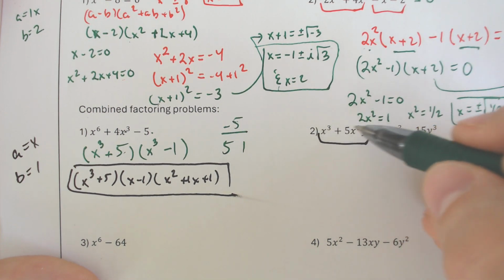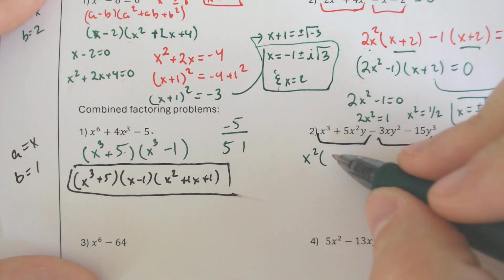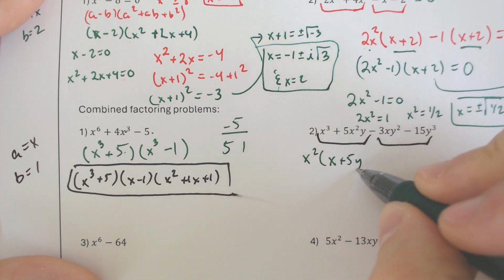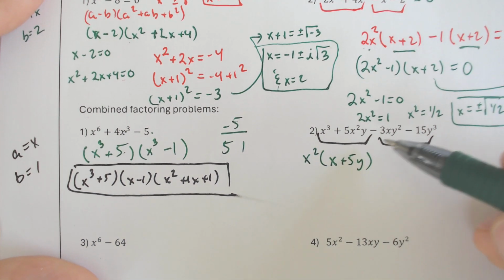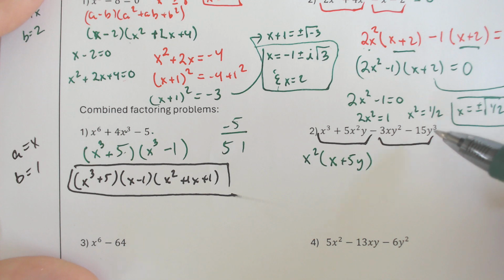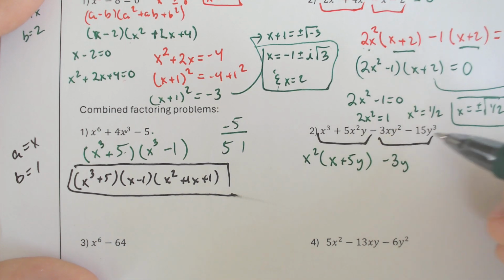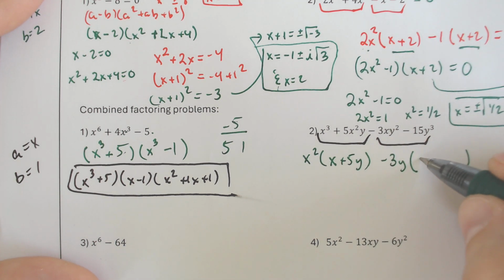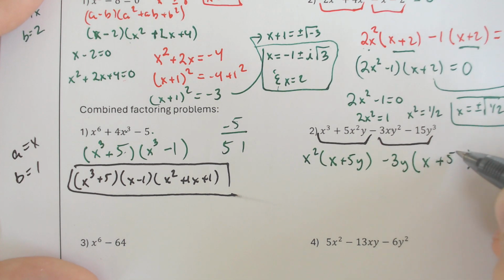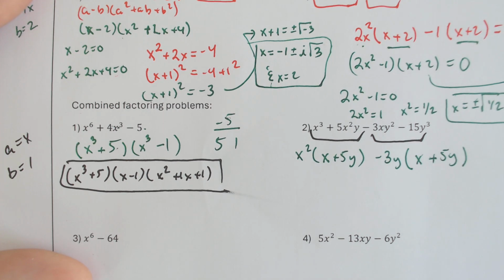So the first 2 terms you can factor out an x squared, and you're left with x plus 5y. The next 2 terms you can factor out a -3 and a y squared, because this one has a y squared and that one has a y to the 3rd. We factor that out and we end up with an x and a plus 5y. So luckily it didn't need to be rearranged.